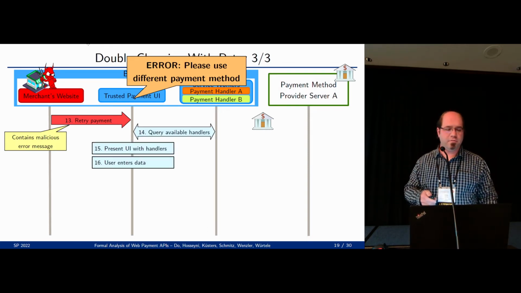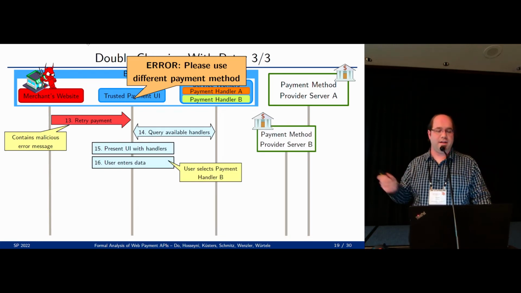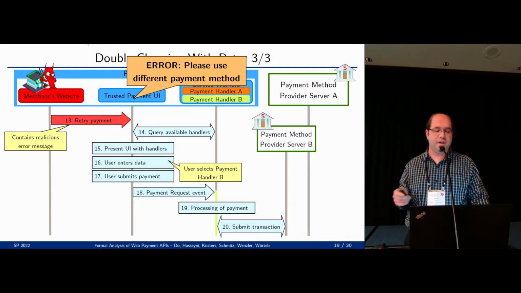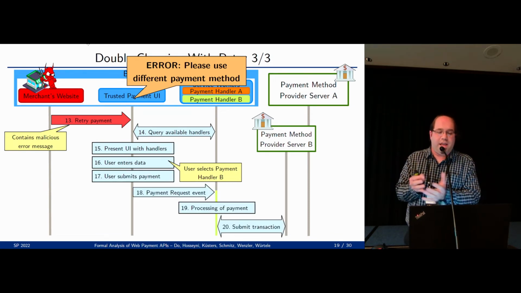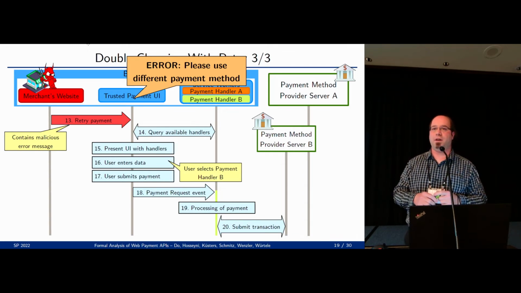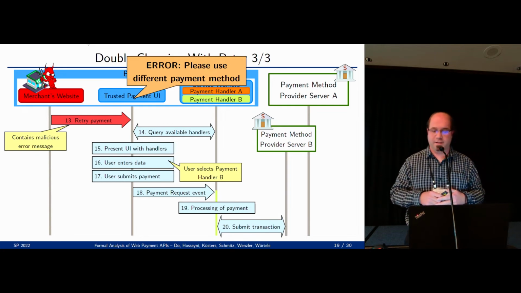So while the user is still within that context, the user might easily believe that this message is true and might select another payment method that leads to another payment handler B. And now the payment gets processed again, and the user pays again for the same checkout process. So that obviously breaks uniqueness of payments.